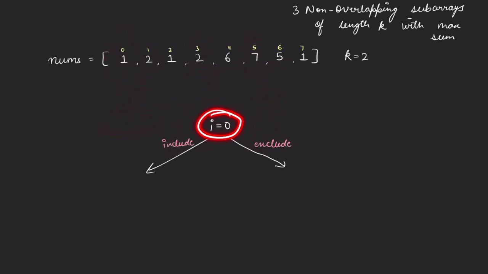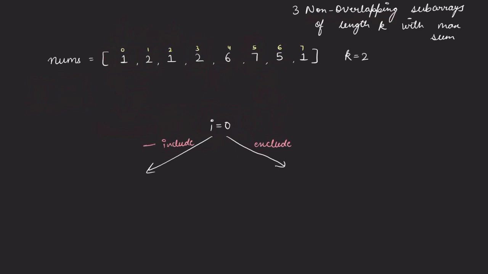So when I have included this, basically when I have started a new subarray from index 0, from which index can I start my next subarray? From the index i plus k. Why? Because our subarrays have to be non-overlapping. If from index 0 I have started a subarray, it has to be of length k, so the next subarray will start from index i plus k, that is 2. I cannot start it from the next index, because our subarrays have to be non-overlapping.